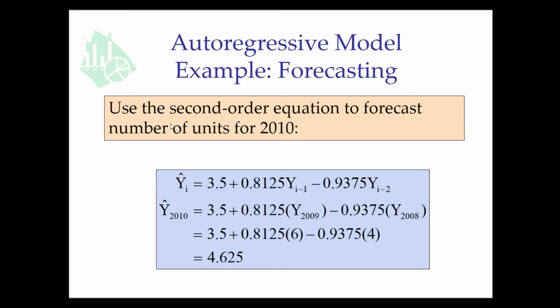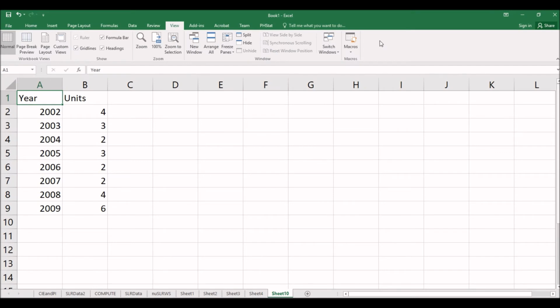We can use the second-order equation to forecast number of units for the year 2010. So we plug in the y values in 2009 and 2008. We obtain a forecast 4.625.